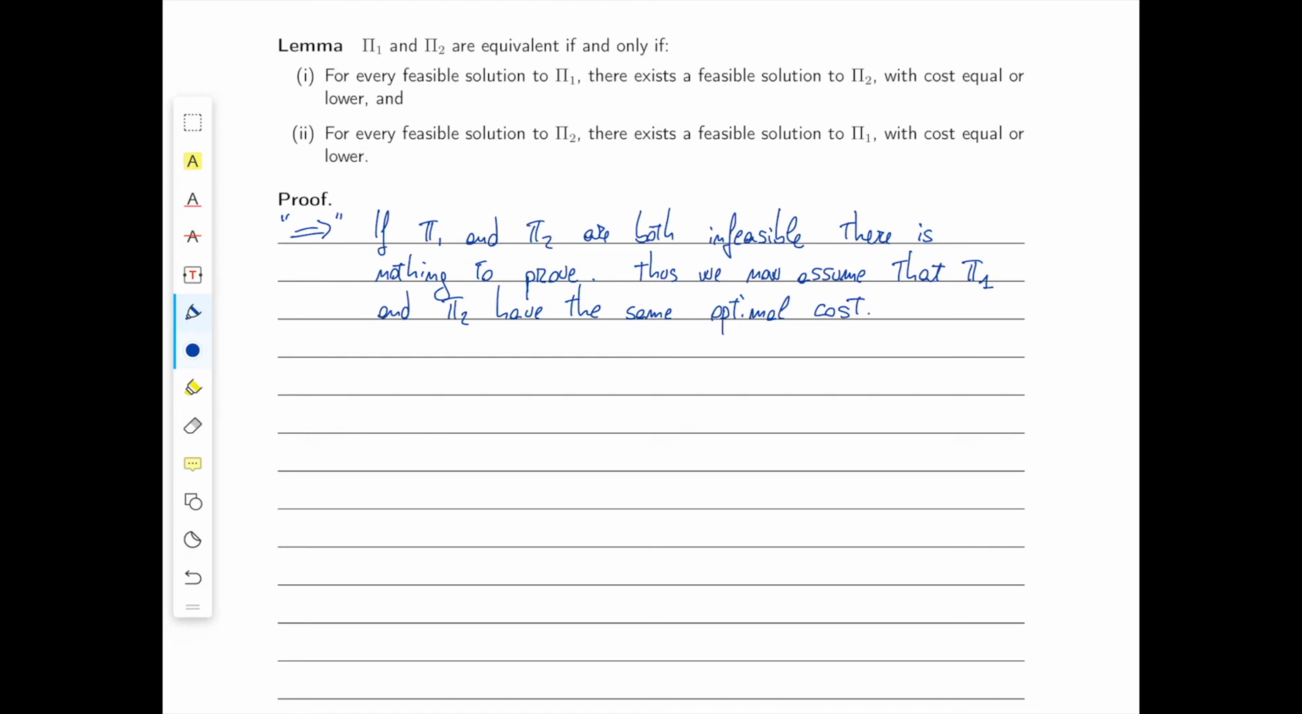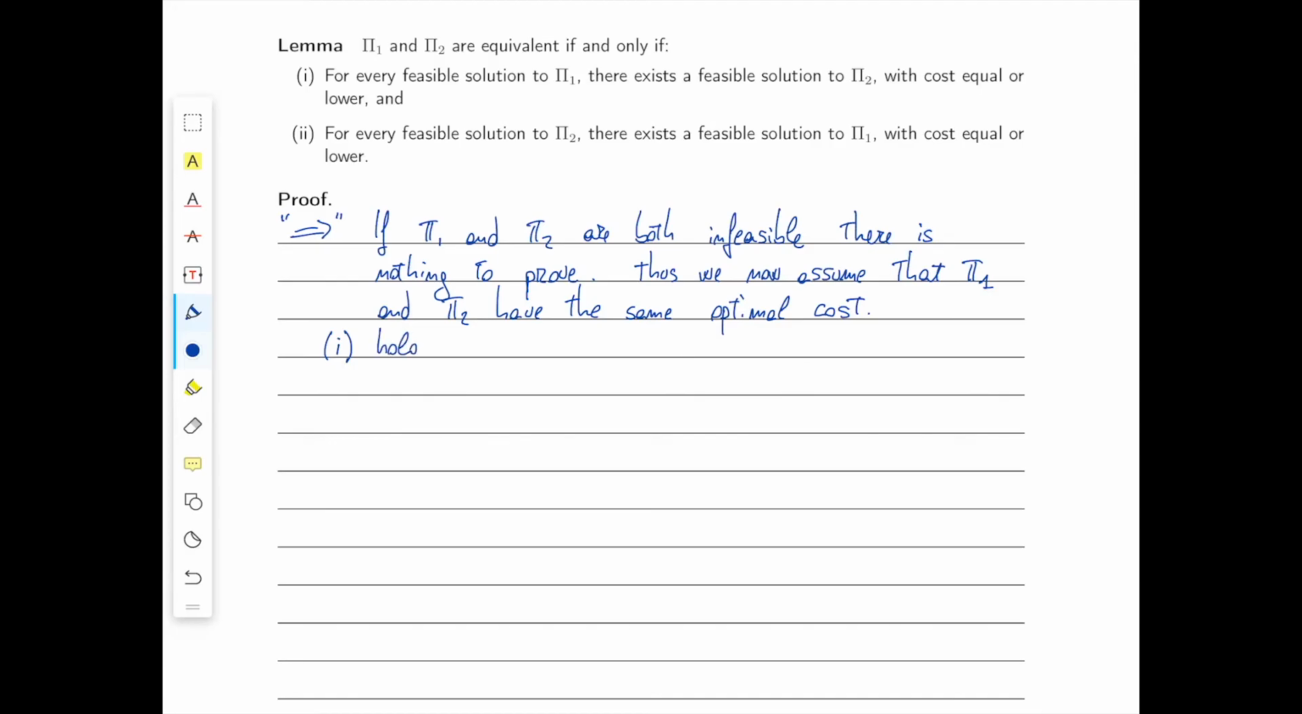So we have to show 1 and 2. To prove 1, we need to show that for every feasible solution to pi1, there exists a feasible solution to pi2 with cost equal or lower. Well, we can just pick the optimal solution to pi2. Of course, it will always have a cost equal or lower than any feasible solution to pi1. This is because pi1 and pi2 have the same optimal cost. So let me write it.